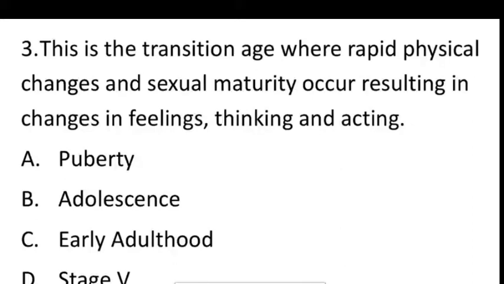Tapos na yung sexual maturity na tinatawag. So, your 2 probable answers here would just be puberty and adolescence. But the correct answer for this one would be letter B. That's adolescence. Now, why adolescence? Let's go to the next slide for us to go over the answer that we have here.